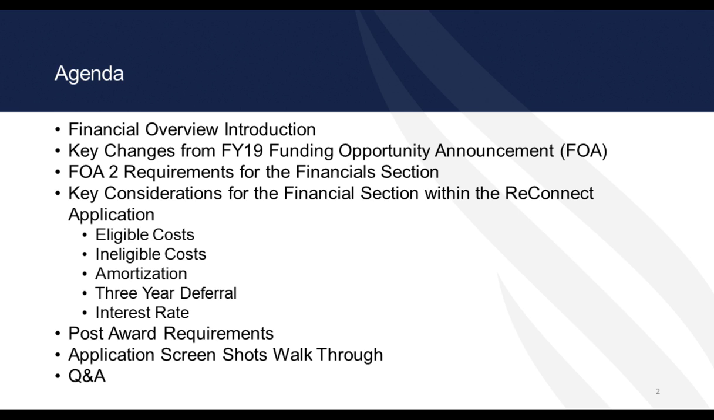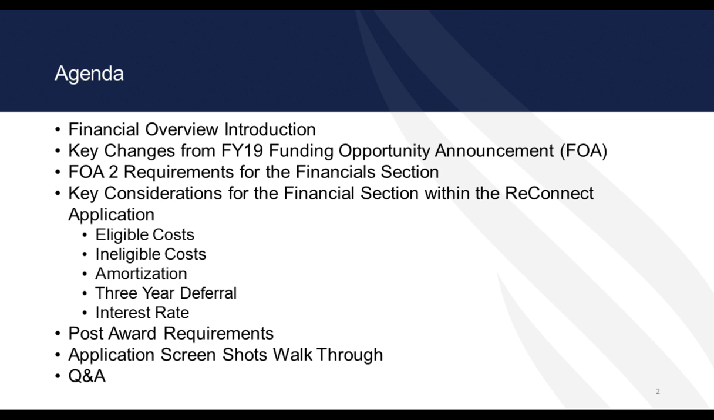The first half of this webinar will provide applicants with a broad stroke overview of the financial components and considerations of the ReConnect program, including a summary of the components within the financial section, key changes from the fiscal year 2019 funding opportunity or FOA, the FOA requirements as they pertain to financials, key considerations for the financial section within the ReConnect application, including an overview of the eligible and ineligible project costs, and a list of post-award requirements.